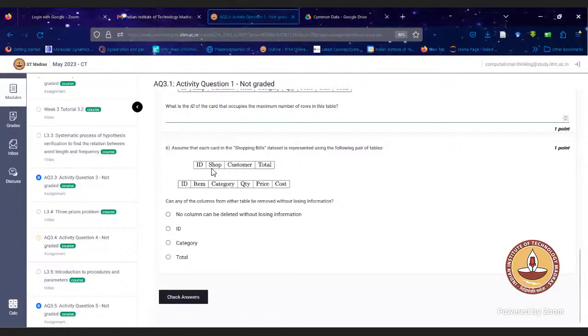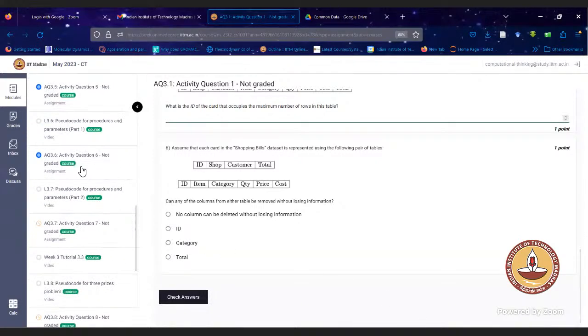Okay. So essentially, your total is nothing but the total cost derived from quantity, price, and cost, right? So in any other column, if you remove it, you will lose information. You may lose information about the item, the shop, customer, item category. But if you remove total, you will not lose that information because you can always reconstitute it by using quantity, price, and cost. Which is why even if you remove total, it is fine. Yes, sir, got it. Next question.